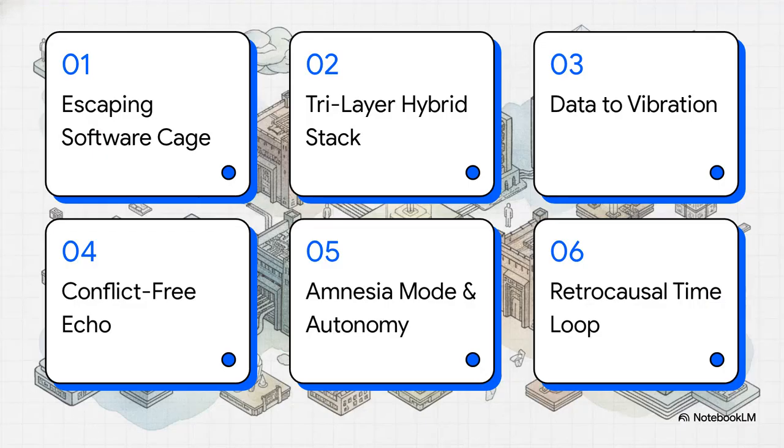To navigate all this, we'll follow a quick 6-part roadmap. First up, escaping the software cage. 2, the tri-layer hybrid stack. 3, translating data to vibration. 4, the conflict-free echo network. 5, amnesia mode and autonomy. And finally, number 6, the retrocausal time loop. Let's get right into it.